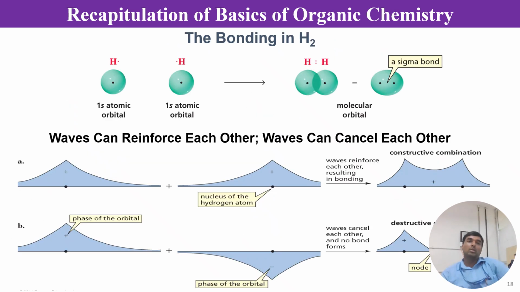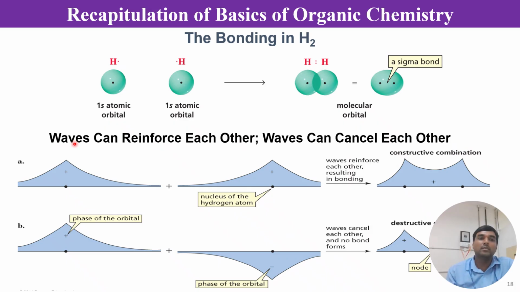Now, how is the hydrogen molecule formed? As we said, when unpaired electrons combine together, they do so with opposite spin. They will share the electrons. So you can see one hydrogen has one unpaired electron, and this one also has one unpaired electron. They will share the electron and form the sigma bond. So basically, two waves.